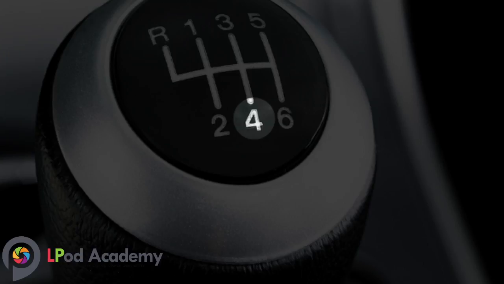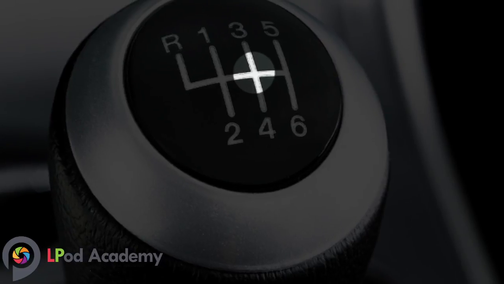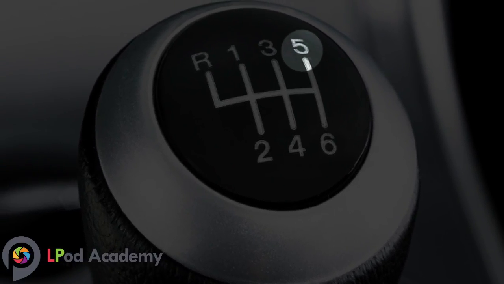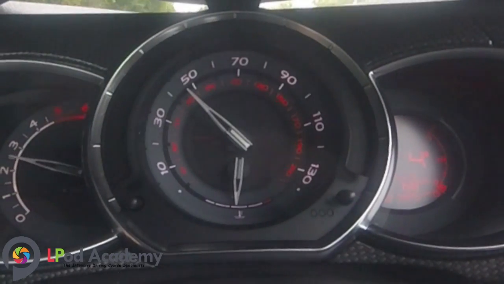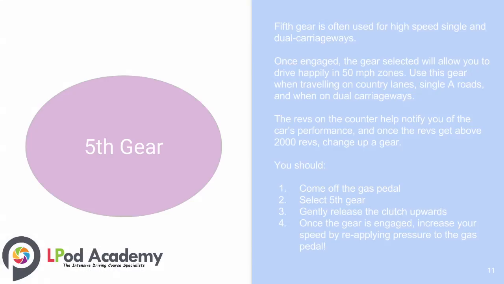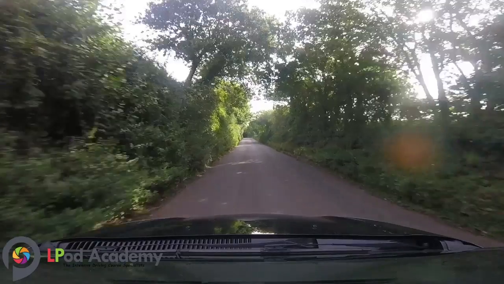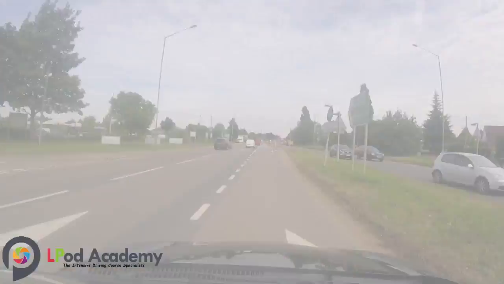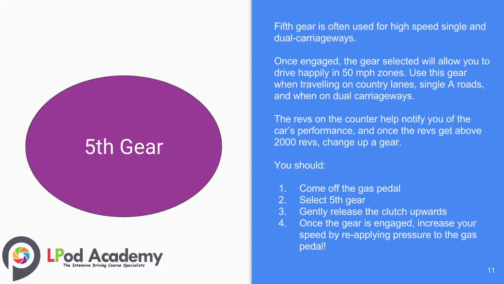Fifth gear. Fifth gear is often used for high-speed single and dual carriageways. Once engaged, the gear selected will allow you to drive happily in 50 mile an hour zones. Use this gear when travelling on country lanes, single A roads and when on dual carriageways. The revs on the counter help notify you of the car's performance, and once the engine revs get above about 2000 revs, you should change up a gear.